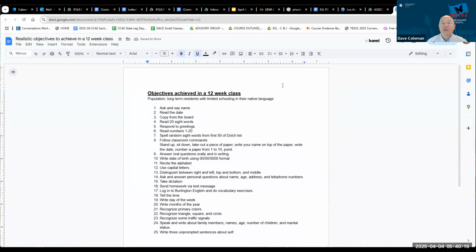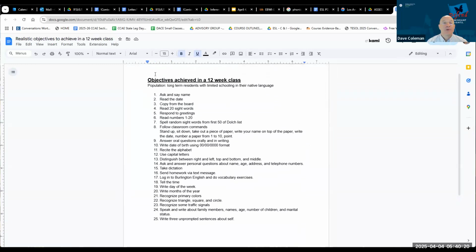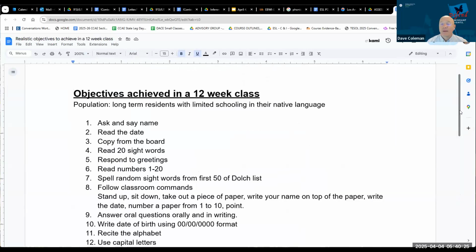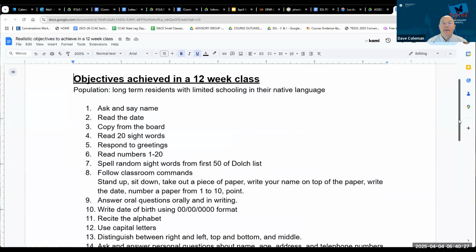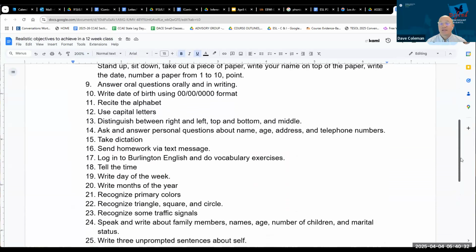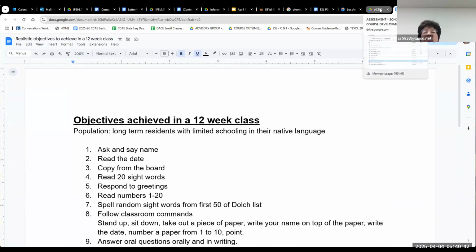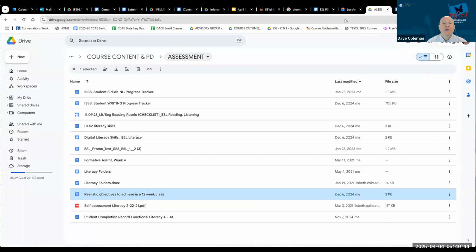Realistic objectives to achieve in a 12-week class. This is a similar thing. This is what Irene and Elizabeth came up with. Oh, that's great. It's very similar to what you just saw. Your goal is to look at them both and see which one you want to use. Choose one or maybe mix the two together and make your own. And we have access to this on the drive? Yep. I'll give you the link in just a second.